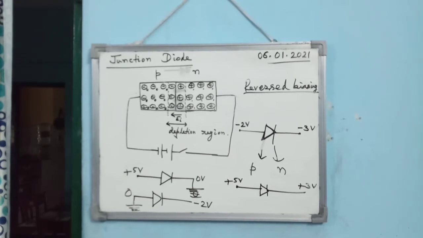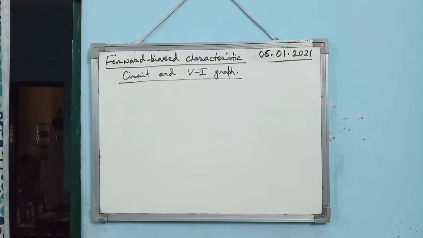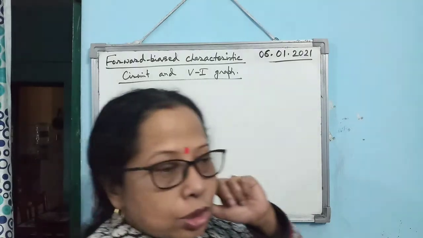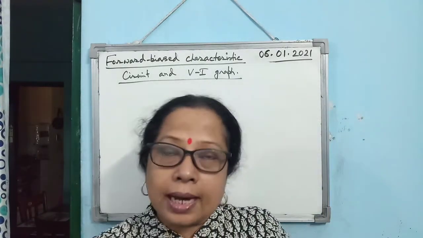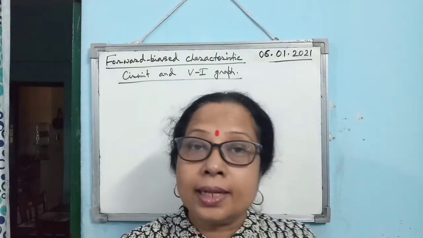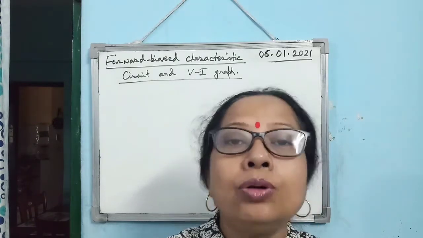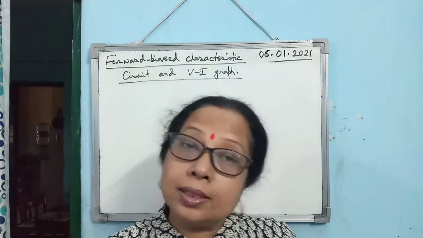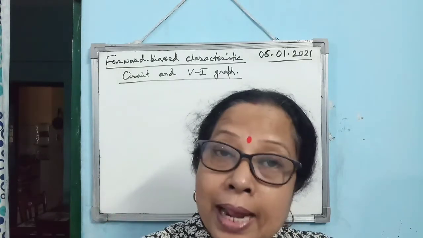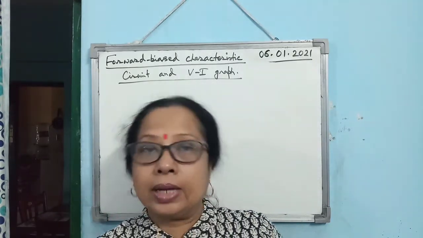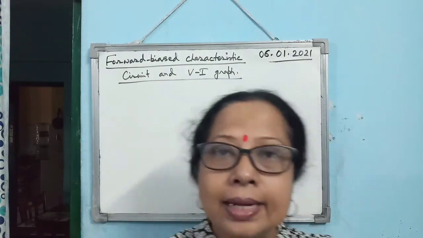Alright, and under the forward biasing condition, the diode conducts electricity. It allows electricity to pass through the circuit. Now the next concept is the forward biased characteristic circuit and the V versus I graph. Forward biased characteristics means that under the forward biasing condition, how the current varies with the potential applied across the diode, that is known as the characteristics circuit and the graph.